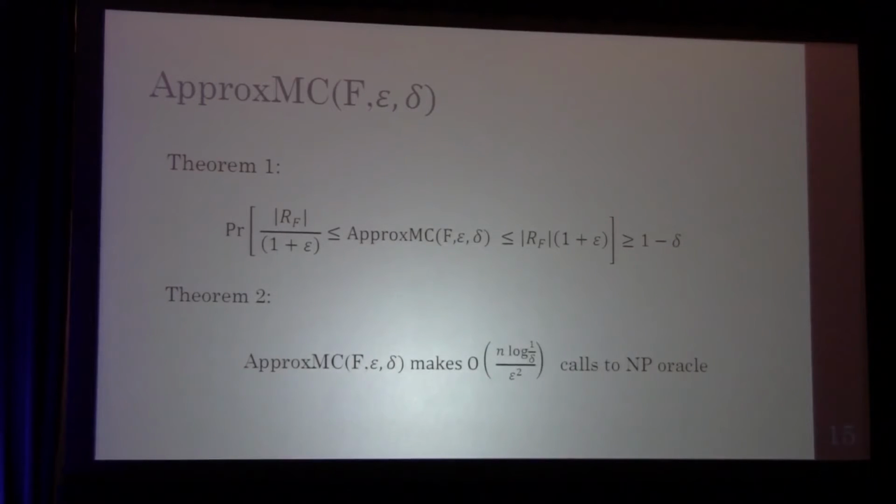This also fits perfectly in line with the prior theoretical work that we discussed, also in the line of Stockmeyer's result, that you make log of 1 by delta, 1 by epsilon squared calls, and in the size of the formula. So n is capturing the size of the formula. Here by n we mean the number of variables, but that is of course less than the size of the formula.